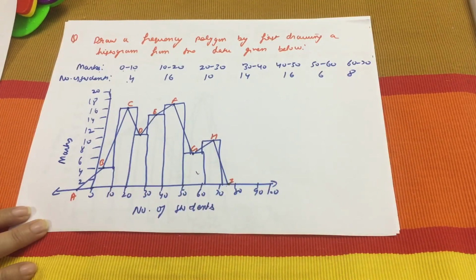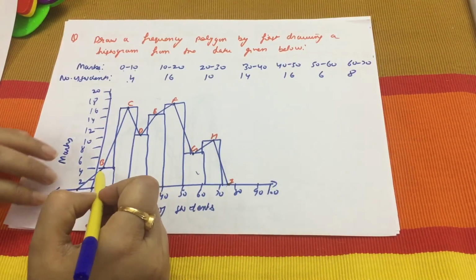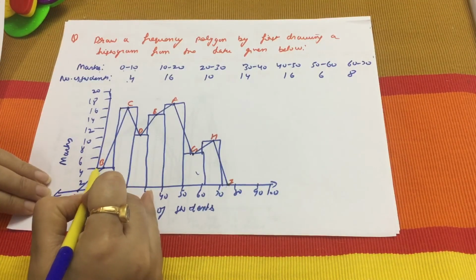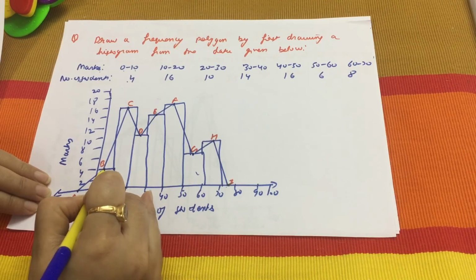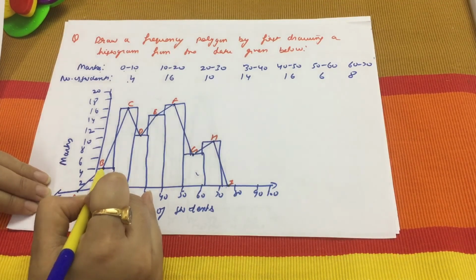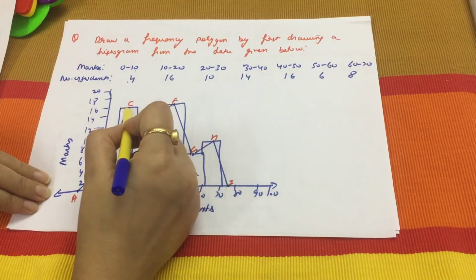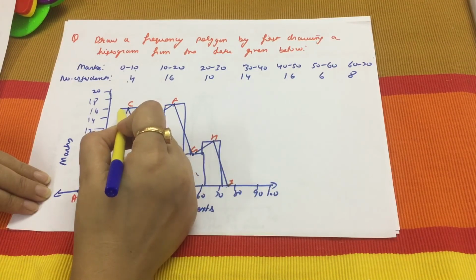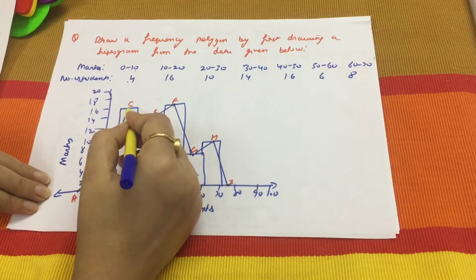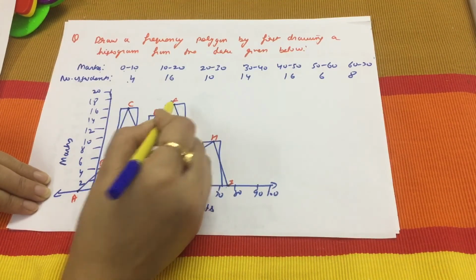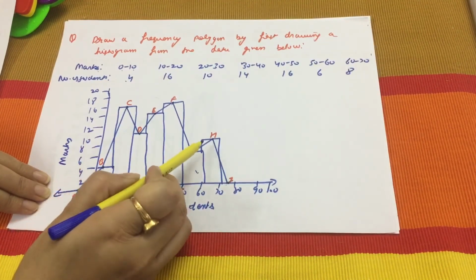Now, what you have to do, you have to plot the midpoint on the upper horizontal side of the rectangle, like this way. So this is the upper horizontal line of the rectangle. Now plot another midpoint on the upper horizontal side of the next rectangle. This is the midpoint. Join these midpoints by a straight line. See, I have joined all the midpoints.